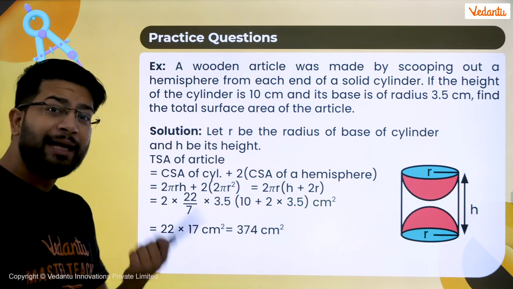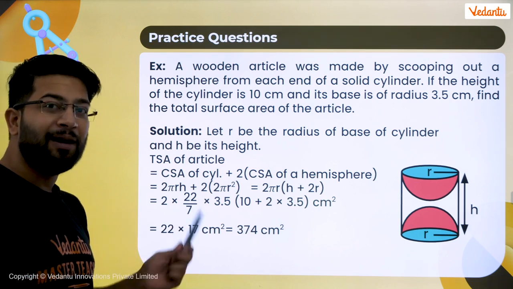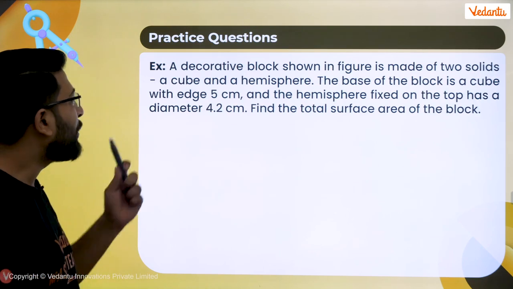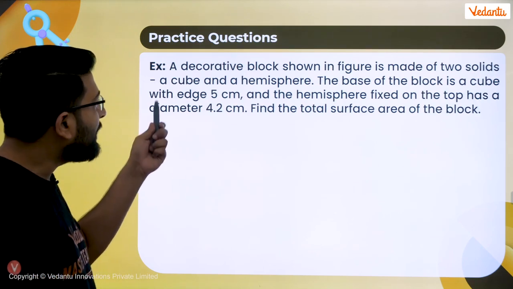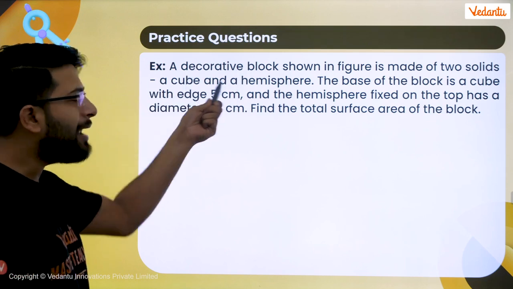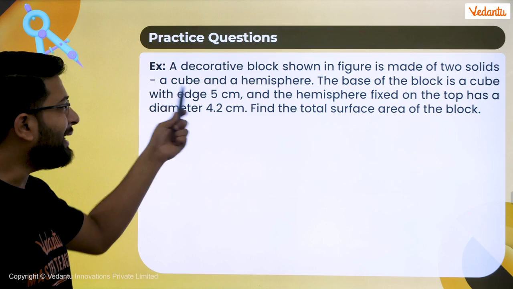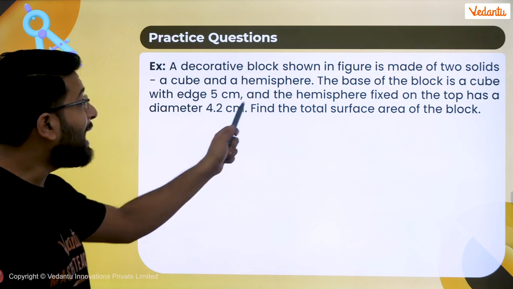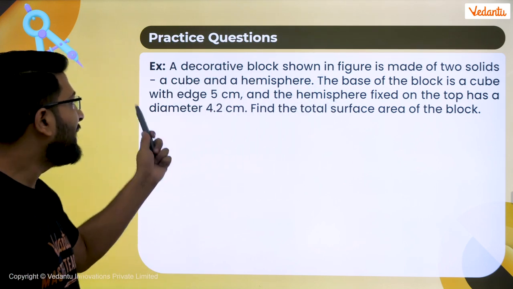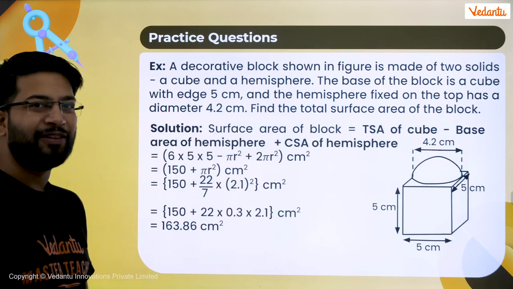So, champ, rather than memorizing the formula, first try to learn how to apply them. Okay? Look at this one. A decorative block shown in the figure is made of two solids, a cube and a hemisphere. The base of the block is a cube with edge 5 cm, and the hemisphere fixed on the top has a diameter of 4.2 cm. Find the total surface area of the block.